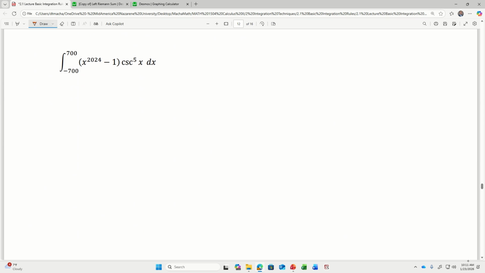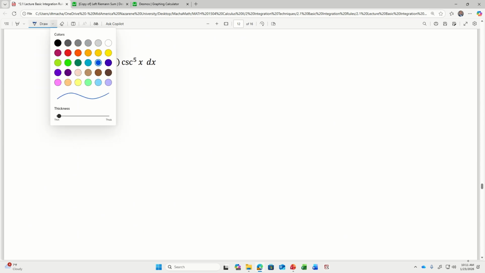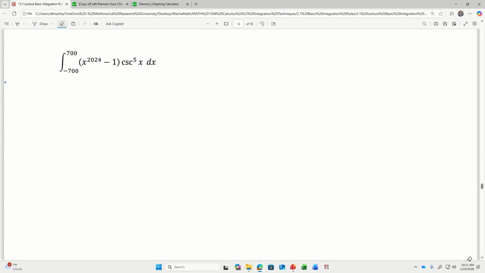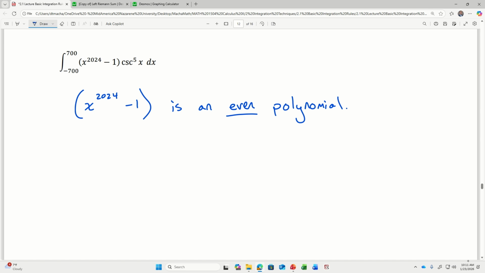Okay. Here's another one. Might require a little bit more thinking. But when I look at this, I think, okay, bounds are equal and opposite, so there must be some kind of even-odd rule going on here. This part is an even polynomial because it only has even powers of x, and even polynomials are allowed to have constant terms. So that's even.